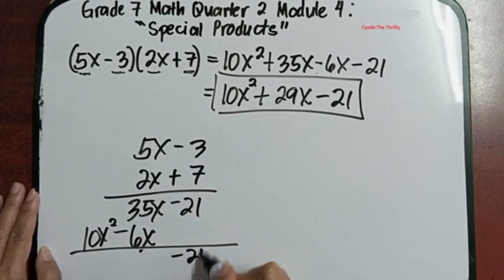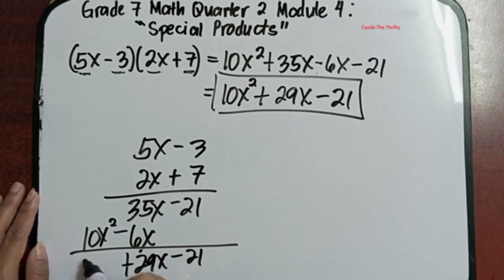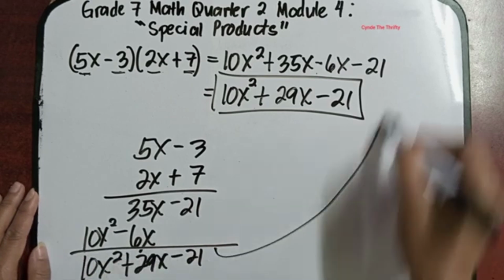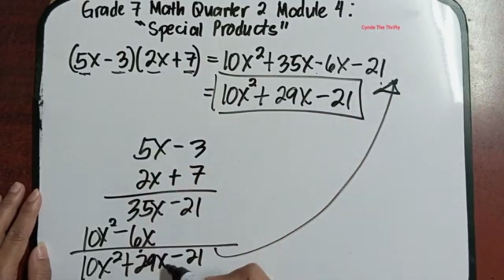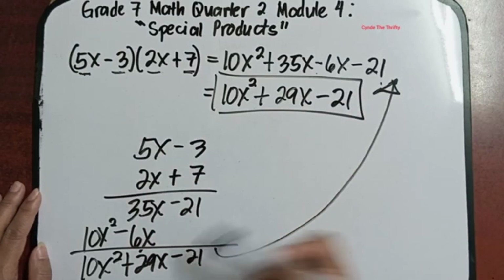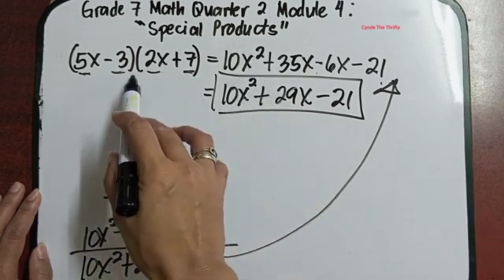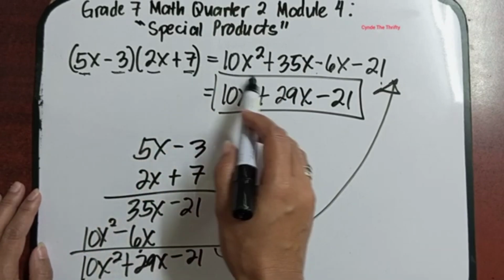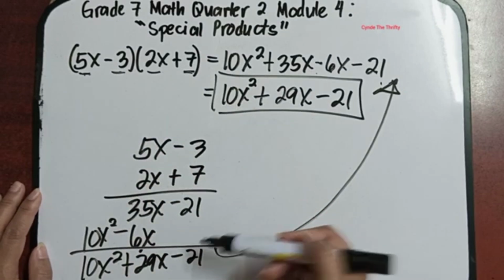So negative 21, positive 35 minus 6x is equal to 29x. Okay, positive 29x. And then ibaba natin si 10x squared. Okay. So, nakita nyo na mas madali ito compare sa kapag nag-multiply tayo ng binomial na ganito. Kasi kapag alam mo yung mga special product, titingnan mo lang yung iyong given, malalaman mo na kung ano yung iyong sagot. Hindi mo na kailangan mag-multiply ng mahaba.